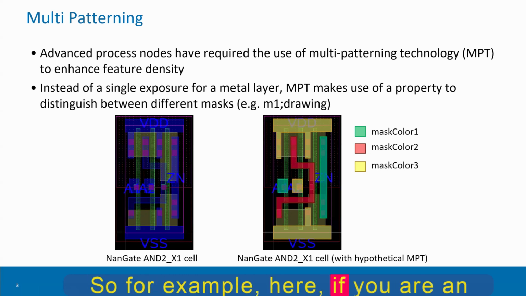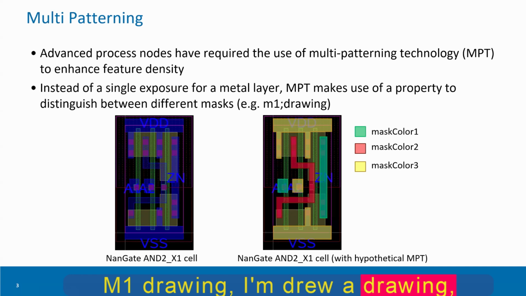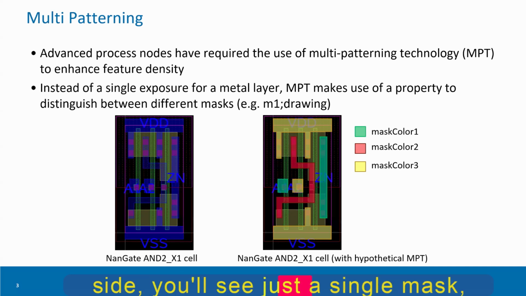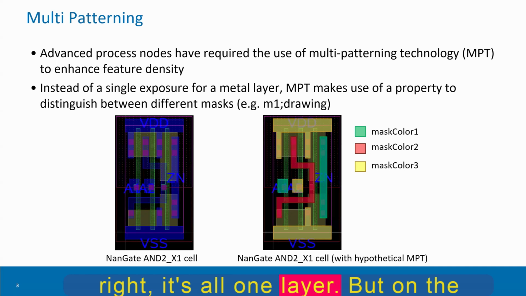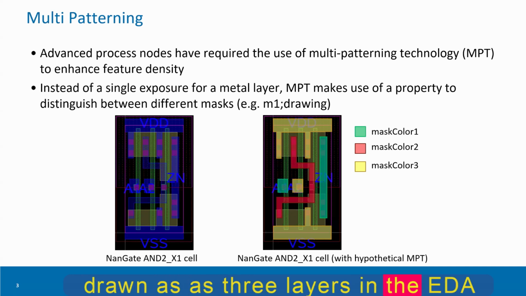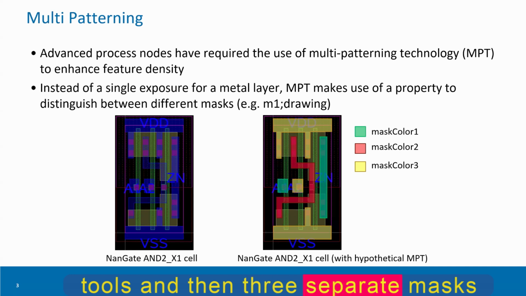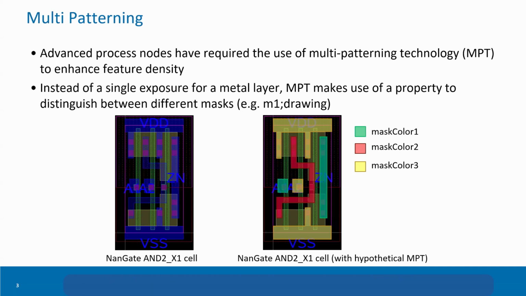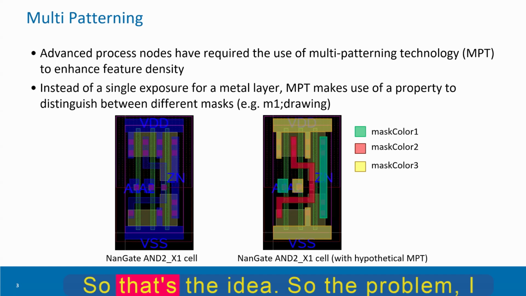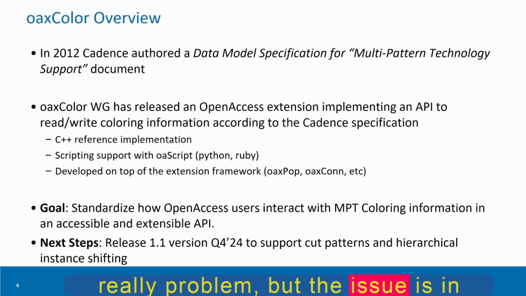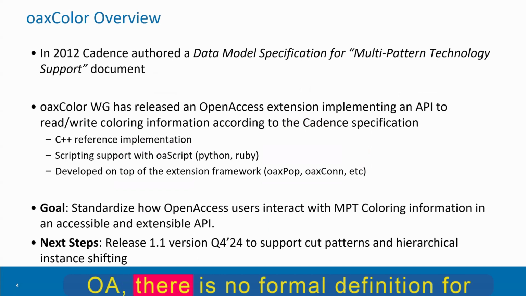So for example, if you had an M1 drawing, M0 drawing, something like that, on the left side you'll see just a single mask. It's all one layer. But on the right side, it's actually drawn as three layers in the EDA tools, and then three separate masks are made. That way you can get the feature density much tighter. So that's the idea.